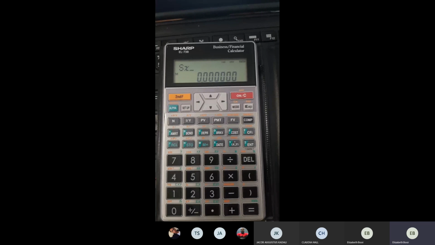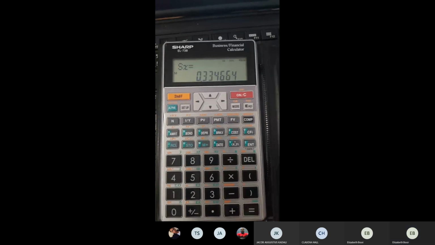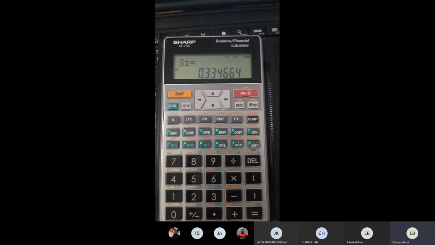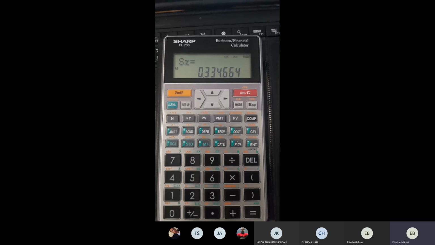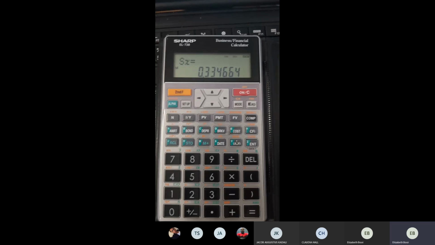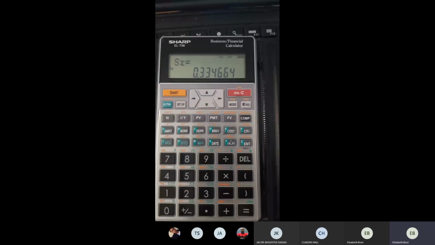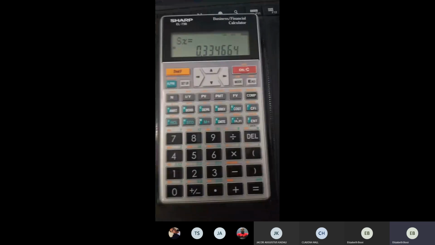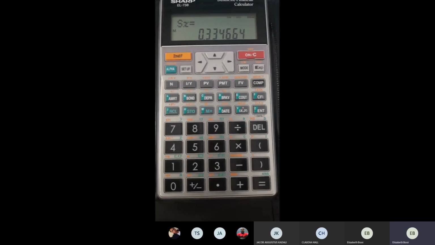Okay, so SX, and then we press the equal sign. That will give us our standard deviation, SD, as 0,33464, or you can round it off. That's what you're going to use to substitute into your formula. I just wanted to show you how easy and quick it is to calculate all this by just putting it in on your calculator.